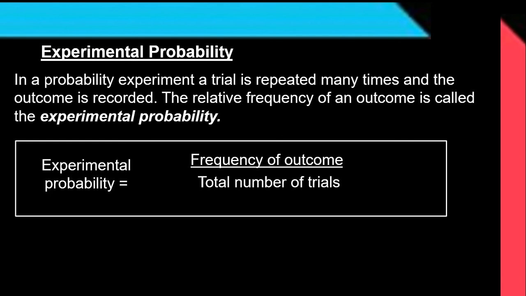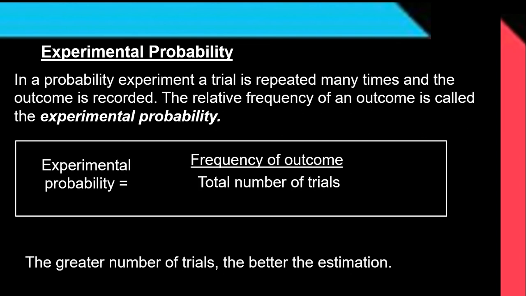Okay, with experimental probability, the greater number of trials you do, the better the estimation. So if we flip the coin 10 times and we worked out the experimental probability, then we decided to flip it 100 times, the 100 times would be more reliable than the 10 times. So the more the trials, the better the outcome. Okay.